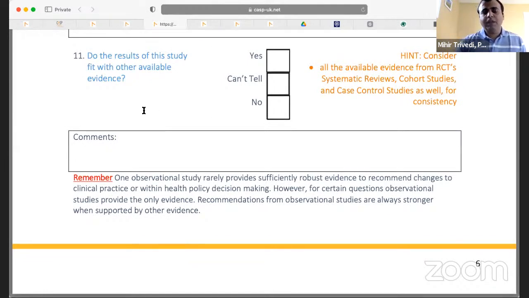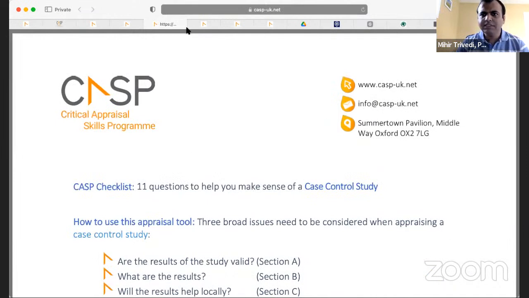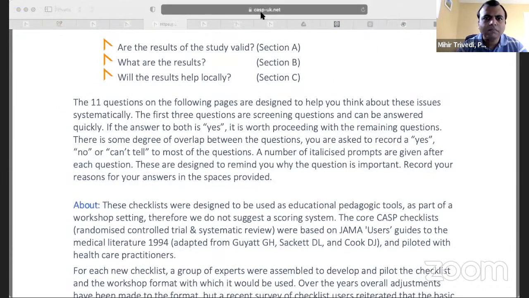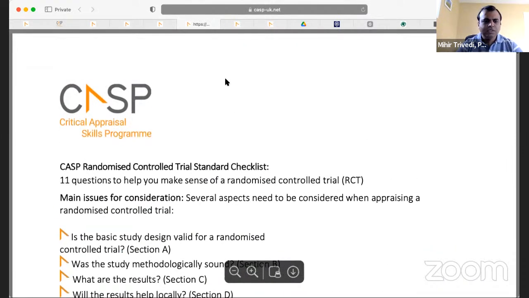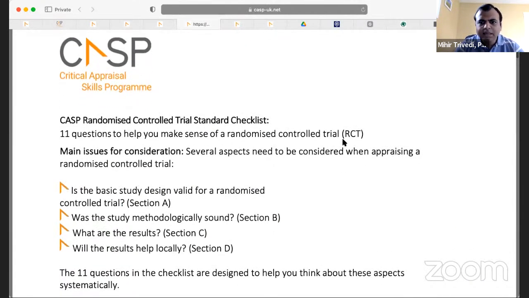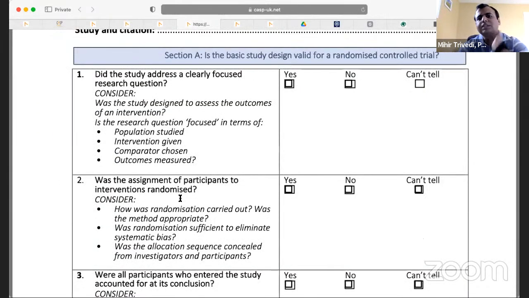So I'm not going to go through all those checklists, but I would still like to go through the RCT because this is a little different. So let me pull that up. Okay. So in this clinical trial study, as I said earlier, the RCT has 4 different sections. Is the basic study design valid for a randomized controlled trial? Section A. Section B, was the study methodologically sound? Section C, what are the results? Section D, will the results help locally? So similar questions, just a little different for the RCT.